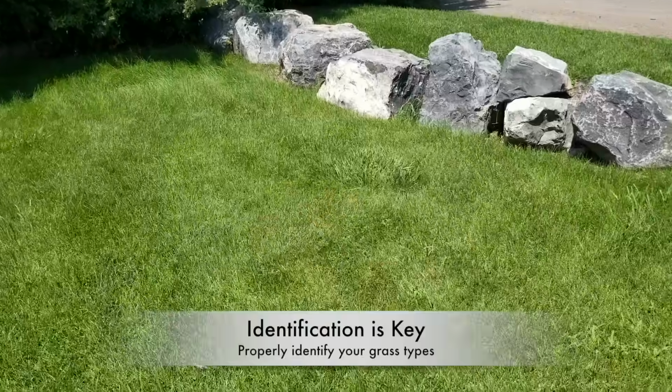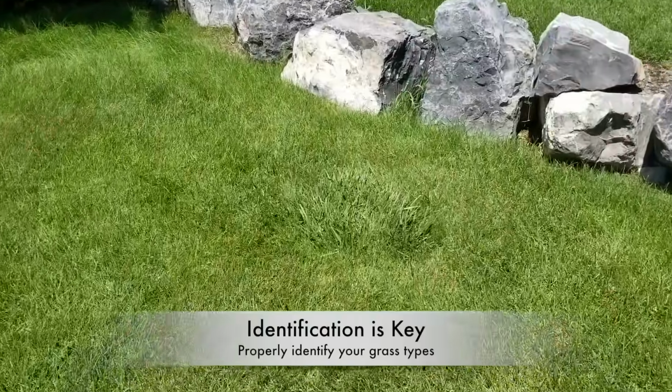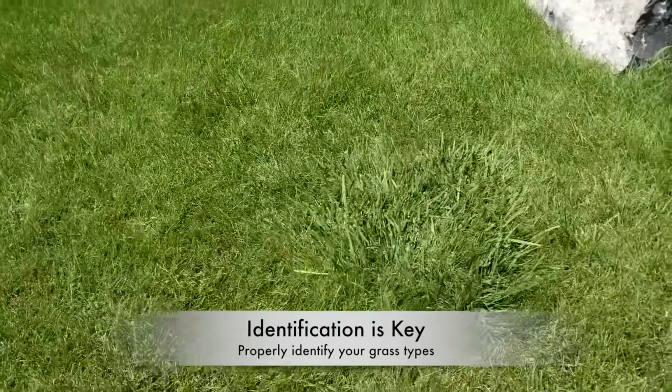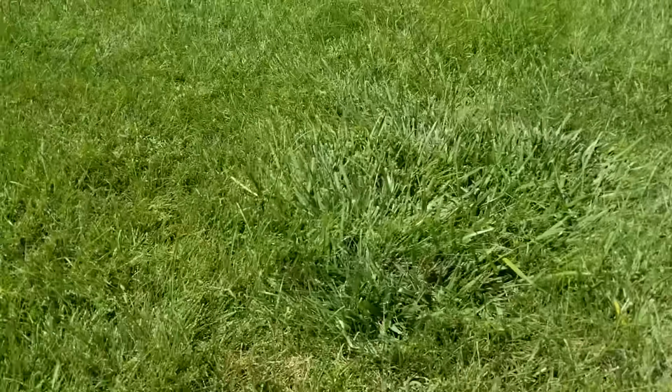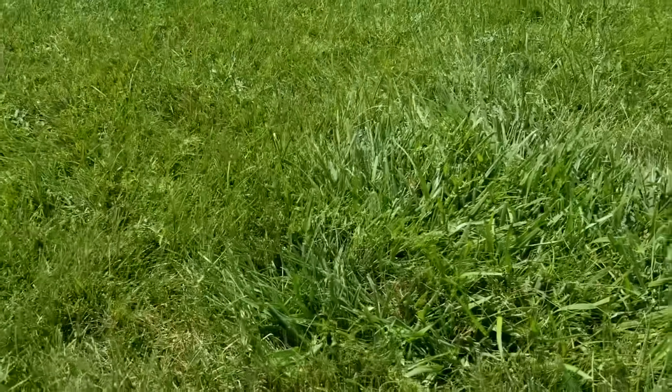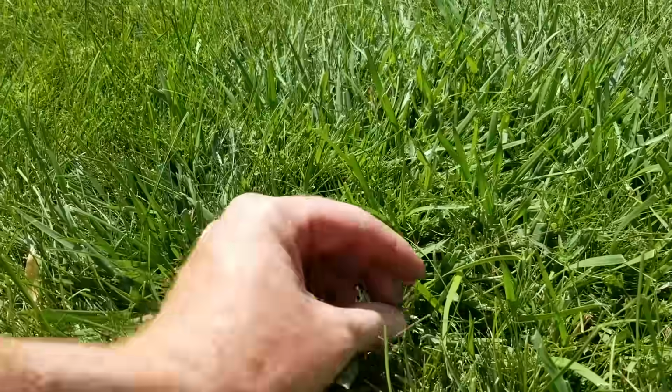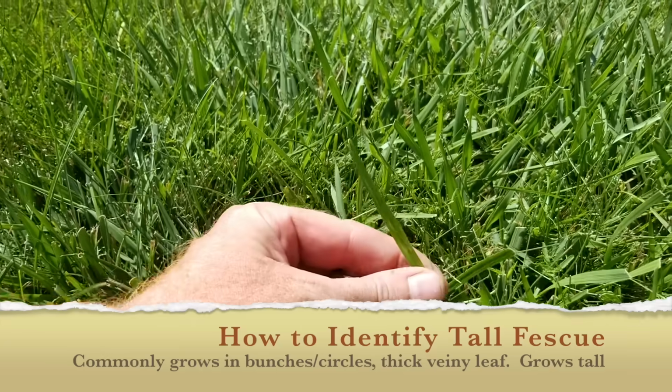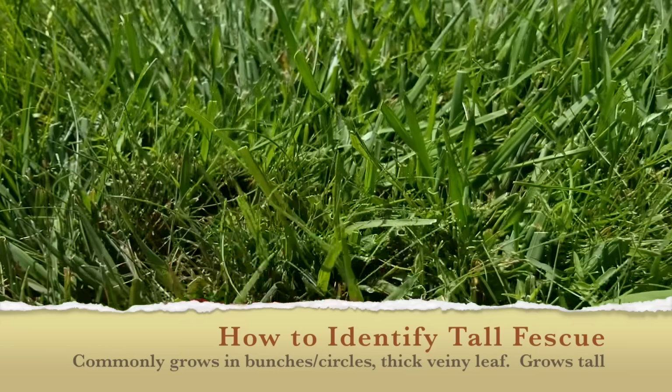One of my most infamous grasses that we get to hear about all the time. It's this bunching grass right here. The name of this grass is actually not crabgrass, it's called tall fescue. Now, it looks very similar to crabgrass, but there's a couple of differences.